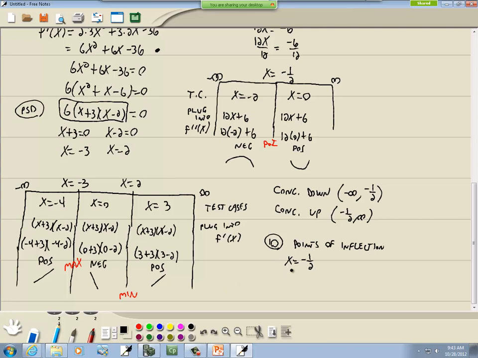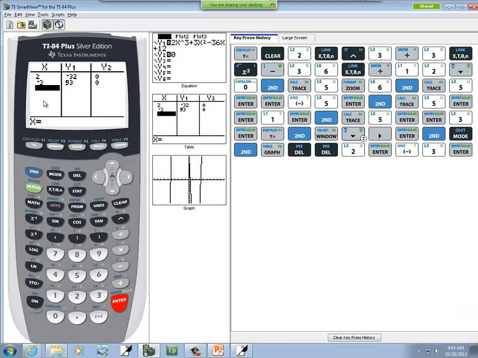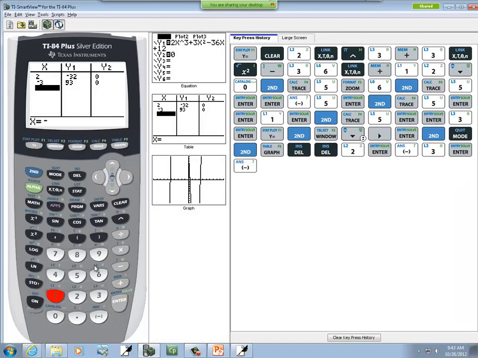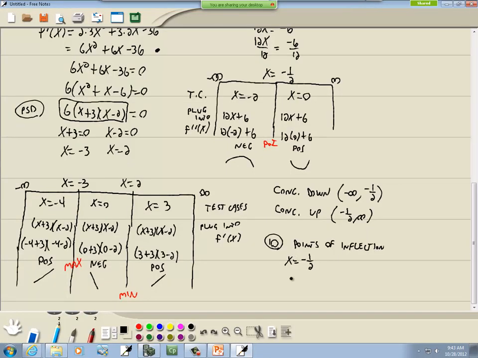Now I need to plug that back into my original function and find out what that's equal to. But again, I can use my calculator, because I already have that on y1. So I'll put in negative 1/2 and press enter, and we get 30.5. So our POI is at negative 1/2 and 30.5.